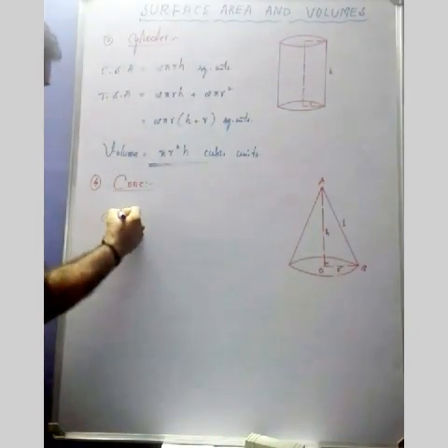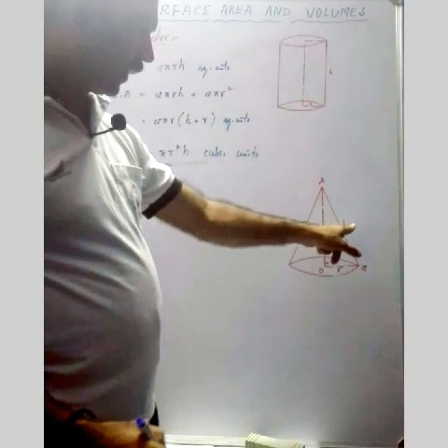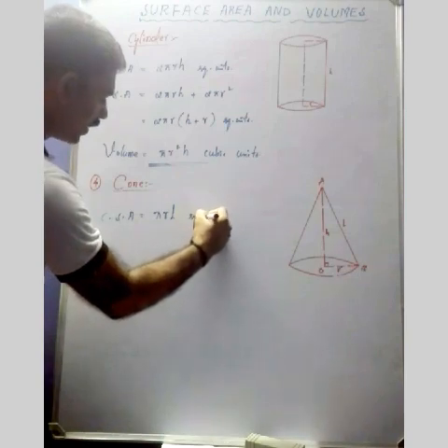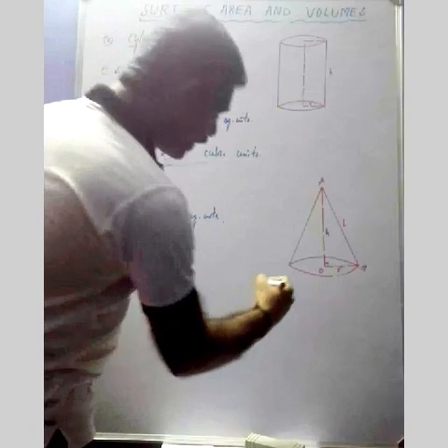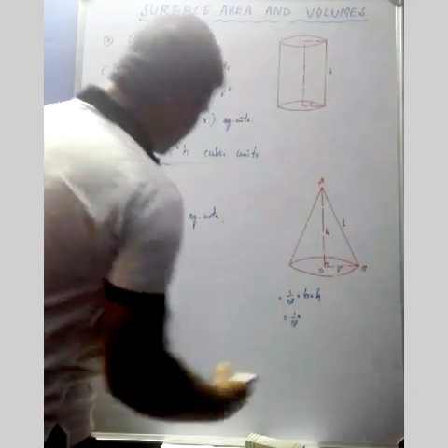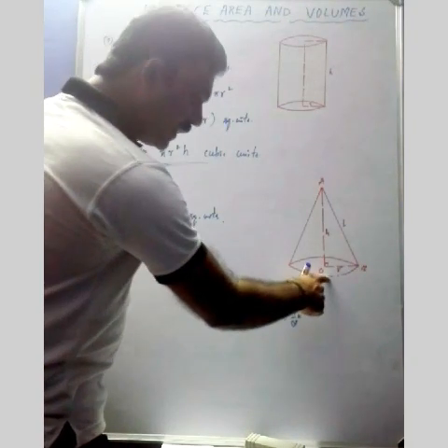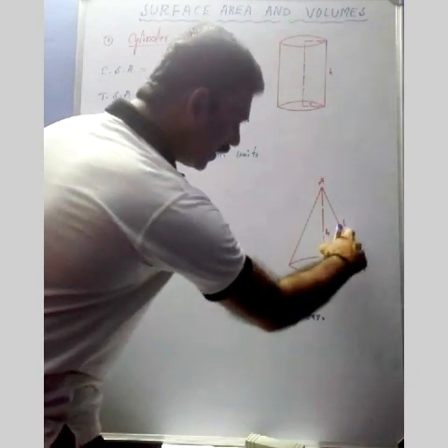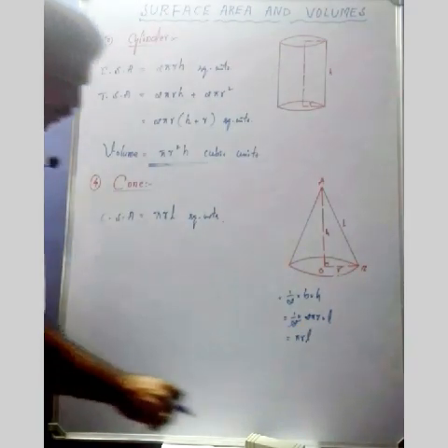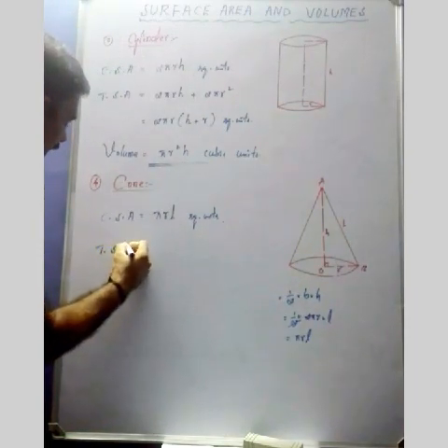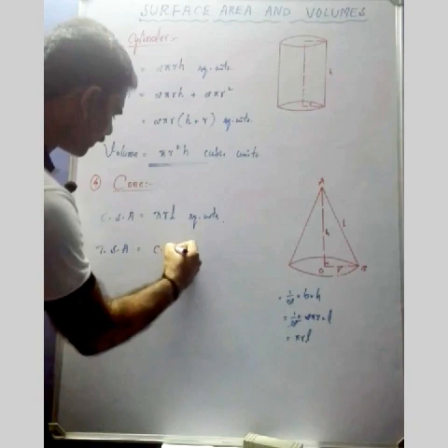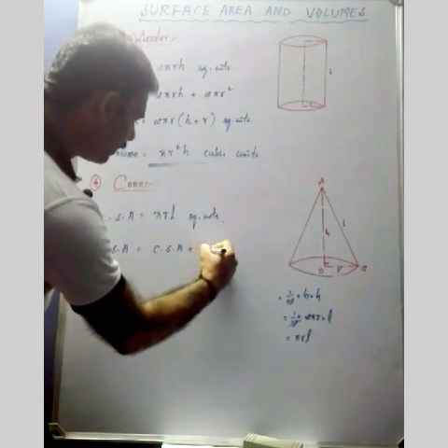Now the curved surface area of the cone depends on the slant height of the cone and the radius of the base. So CSA equals pi r l square units, because we know that the area of a triangle equals half into base into height. Half into the base of the cone, which is 2 pi r, into the height, which becomes the slant height l, the 2 and 2 cancel, and we get pi r l, that is the curved surface area of the cone. Now the total surface area of the cone also depends on the slant height of the cone. TSA of the cone equals the curved surface area of the cone plus the area of the base.